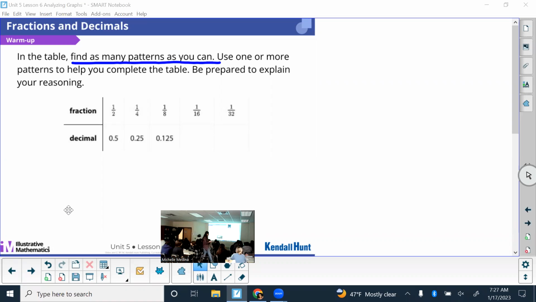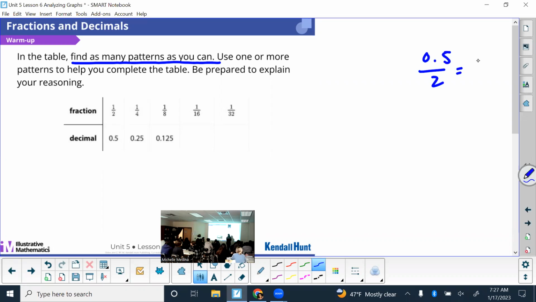Daniel? The decimal each time divides by 2. So 0.5 divided by 2 gives me 0.25. 0.25 divided by 2 gives me 0.125. All right, any others? Caitlin?